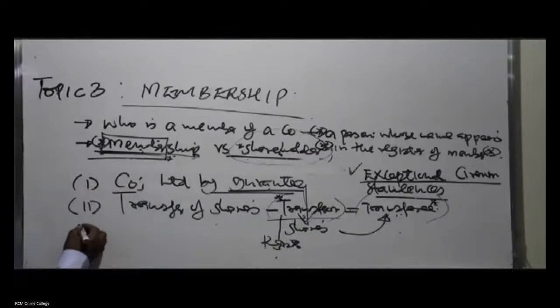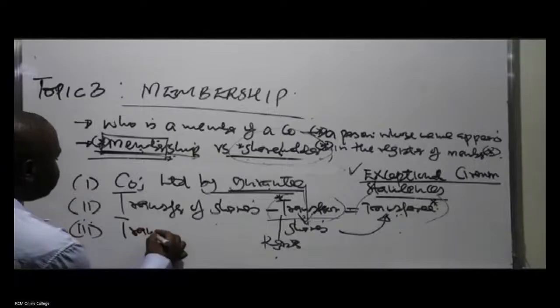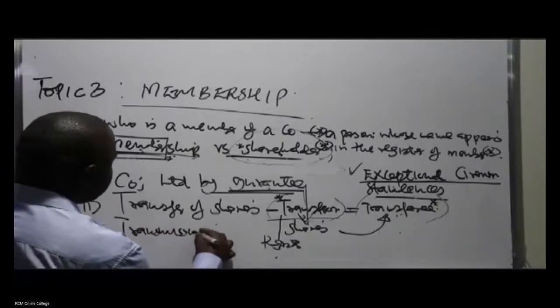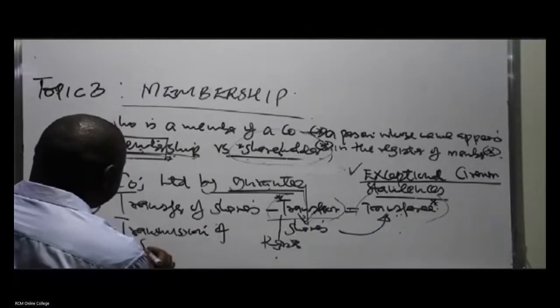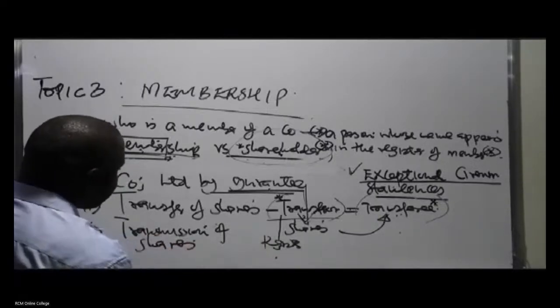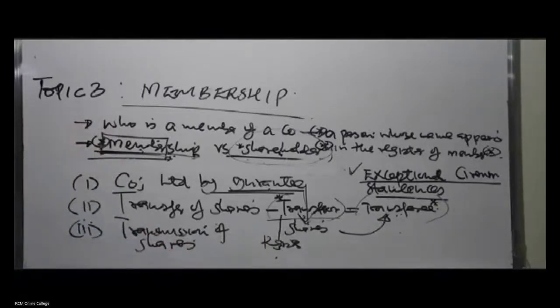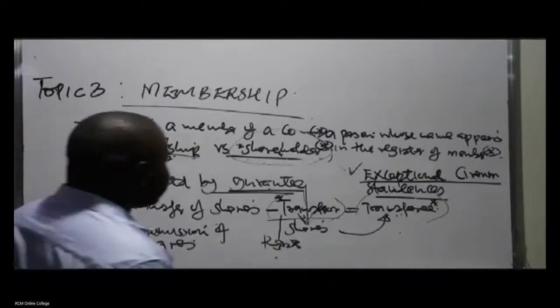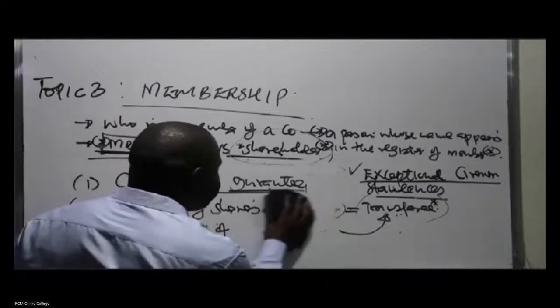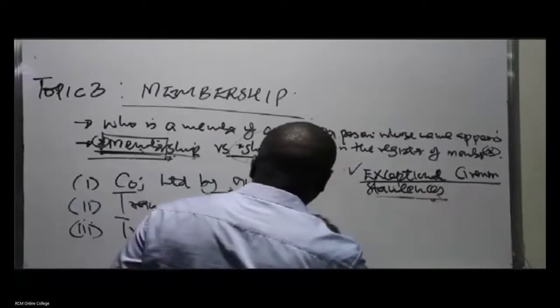Another situation, number 3, is under what you refer to as what? Transmission of shares. Transmission of shares is almost similar to what? Transfer of shares, but they are not in this case the same. They're not actually in this case the same. Of course, we'll delve deeper into this in our next topic, which is actually topic number 4.